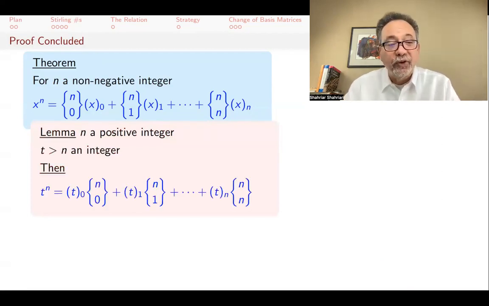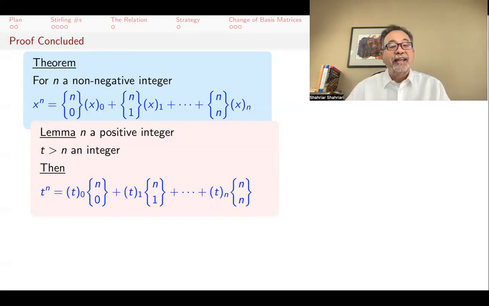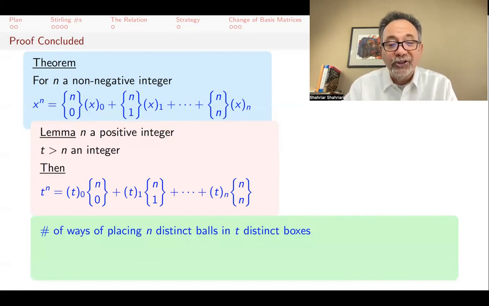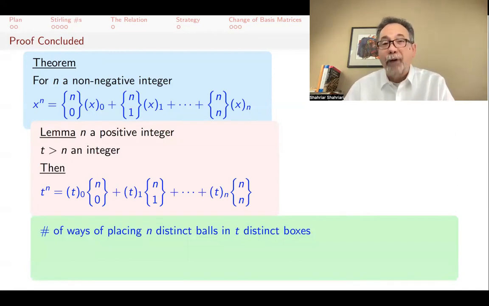If the identity works for integers greater than n, then it will work for everything, again, because of that polynomial argument. Okay, now why is this? For this, we do a thought experiment. We say that we have n distinct balls, and we want to put them in t distinct boxes.